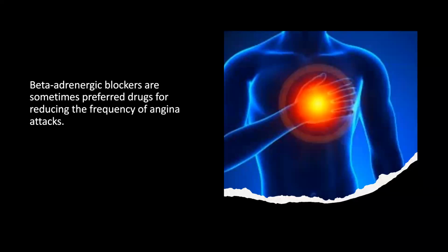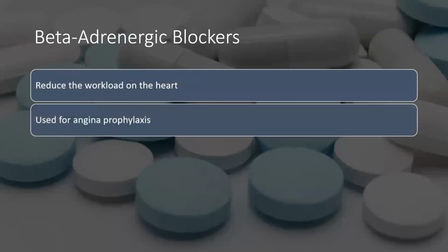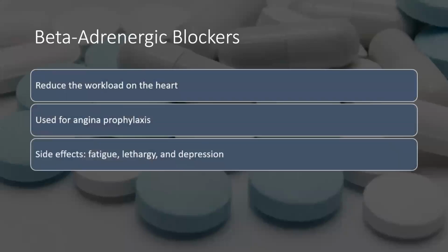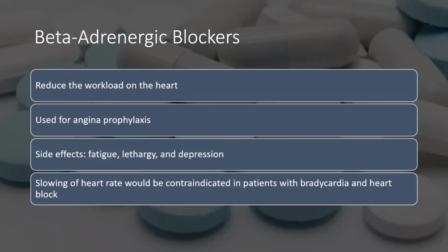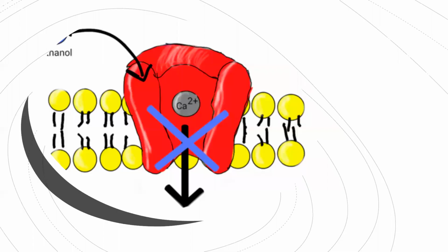Then we come to the beta blockers. So beta blockers are beta-adrenergic blockers. They're sometimes the preferred drugs for reducing the frequency of angina attacks. They reduce the workload on the heart. They're used for angina prophylaxis, and side effects include fatigue, lethargy, and depression. Slowing of heart rate would be contraindicated in patients with bradycardia and heart block. So heart rate should be closely monitored so that it does not fall below 50 to 60 beats per minute at rest or 100 beats per minute during exercise. We have to be watchful of the heart rate closely.